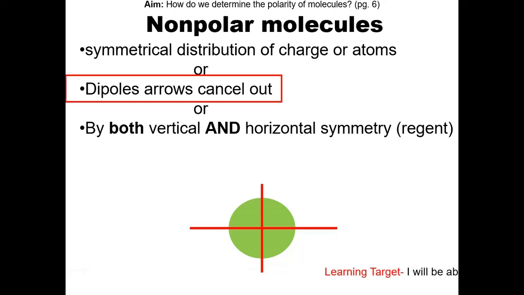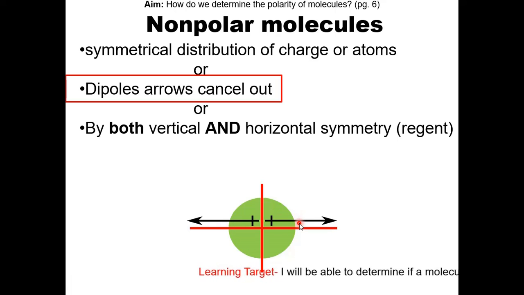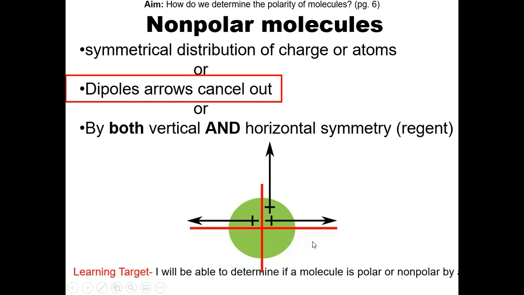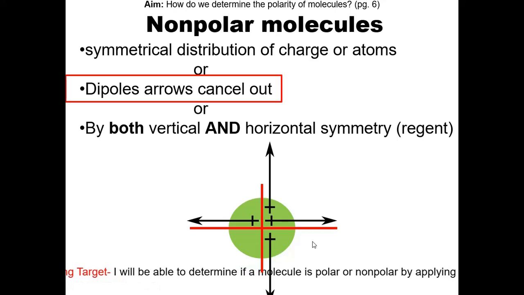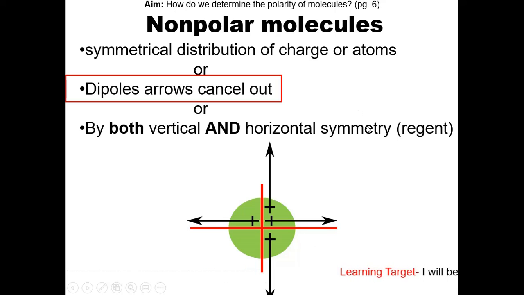Here's an example of dipole arrows canceling out. If two dipole arrows are the same magnitude, which means the same size, and they're facing opposite directions, they will cancel out. Here's one that's facing top, and this one's facing bottom. They will cancel out. If all the dipole arrows cancel out, your molecule is considered nonpolar.